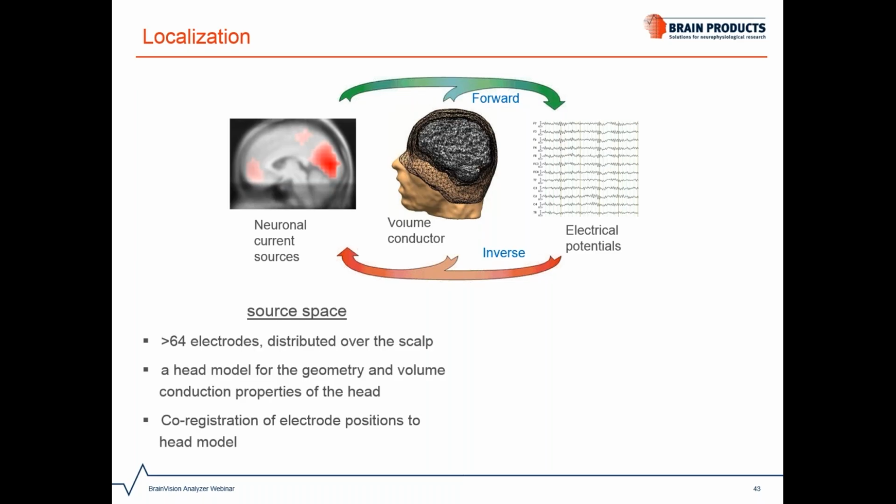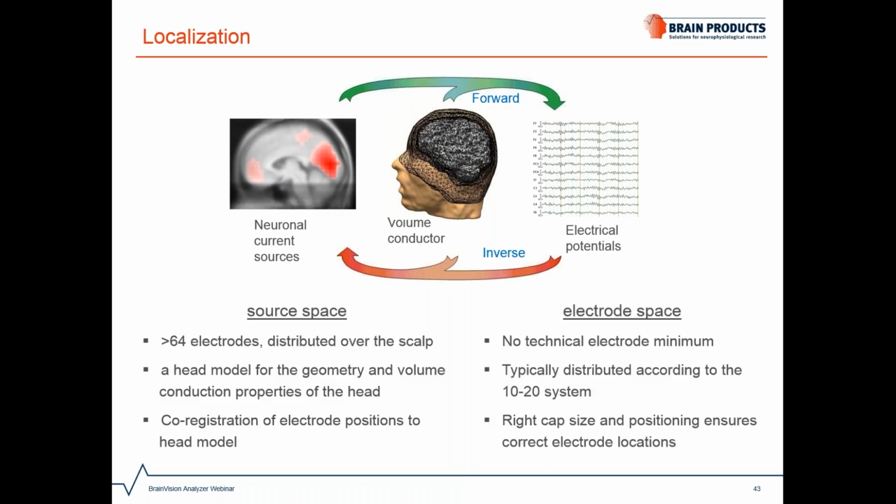For source analysis, you need a large number of electrodes distributed over the scalp to get a good coverage. Often you will find a minimum of about 64 electrodes recommended. Secondly, the head model needs to be chosen. The closer the model is to the physics of the subject's head, the better the source localization will be. Furthermore, the actual electrode positions on the head must be known with respect to the head model.